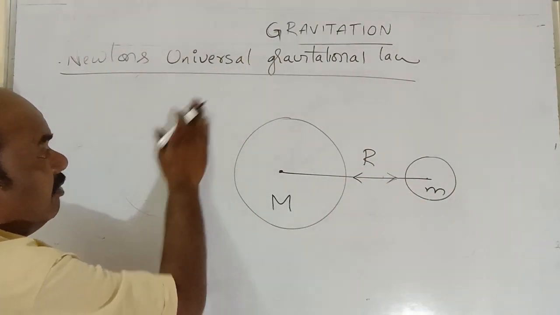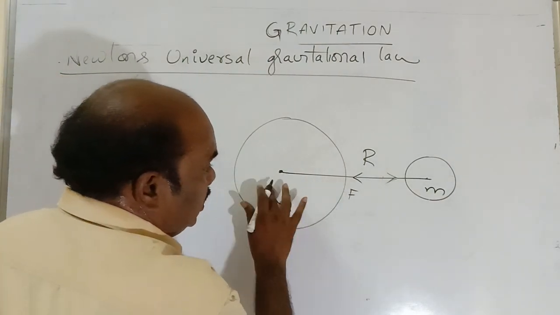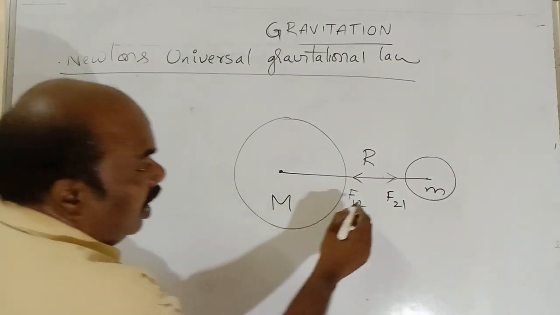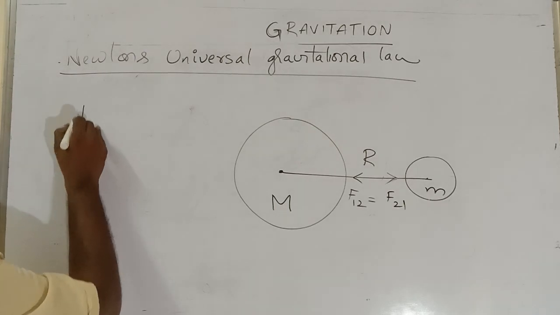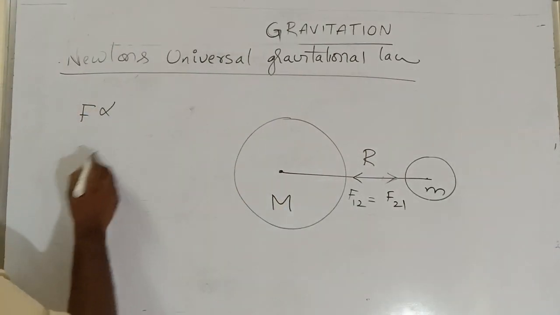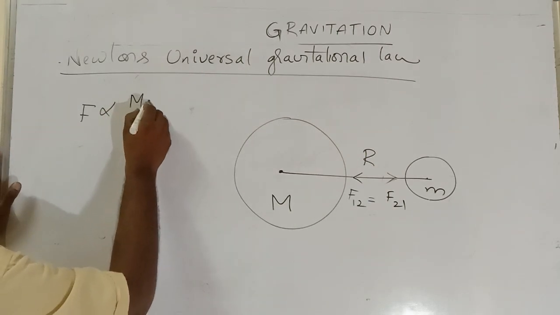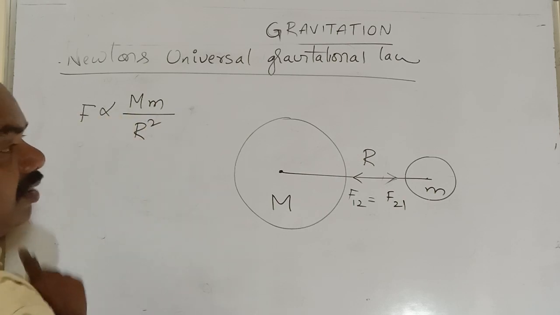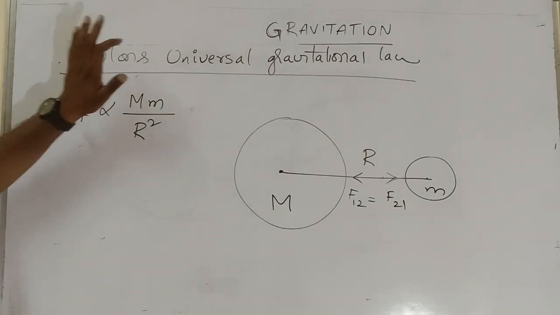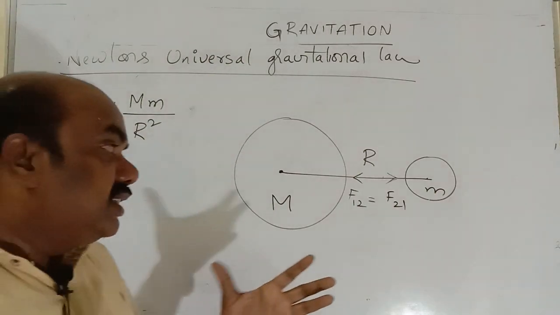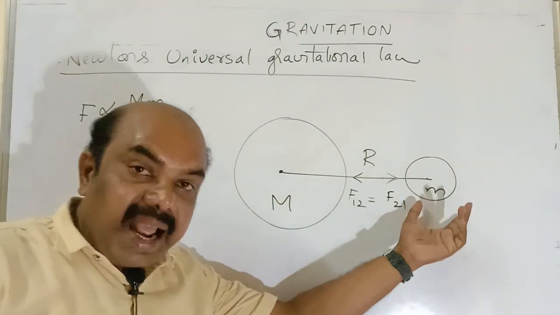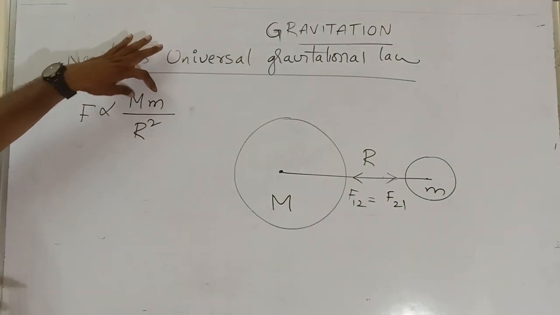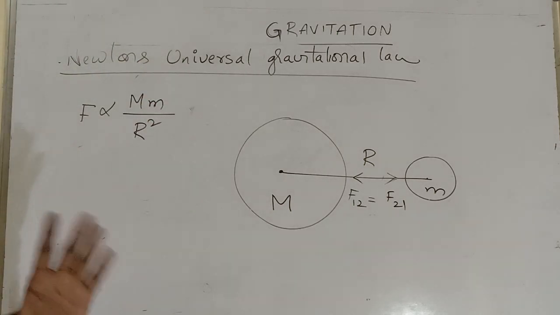This is what Newton's gravitational law says. The first body is attracting the second body, and the second body is attracting the first body. These two forces are always equal and opposite. Now see children, this gravitational force is directly proportional to the product of their masses. If mass is more, the force of attraction is also more, and it is inversely proportional to the square of the distance between them. This is called Newton's universal gravitational law. Simple, children: every body in the universe attracts another body with a force which is directly proportional to the product of their masses and inversely proportional to the square of the distance between them.